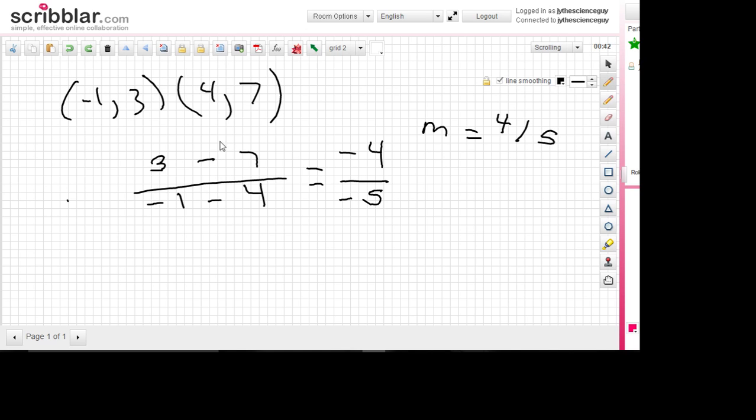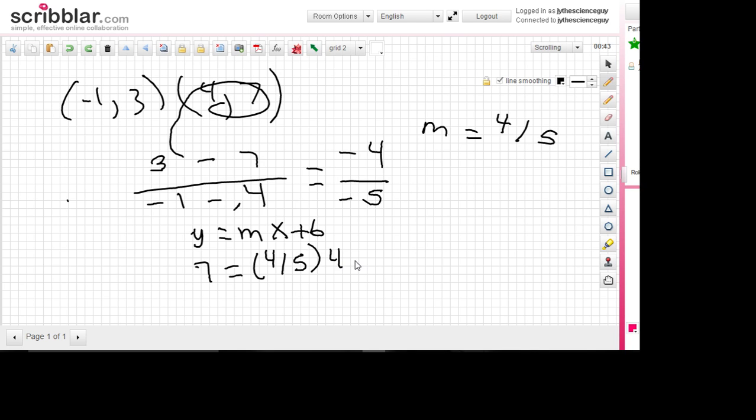Okay, then I take one of these. So let me write this. So y equals mx plus b. Okay, so I take this one because I don't like negatives. So 7 equals 4 over 5 times 4 plus b.